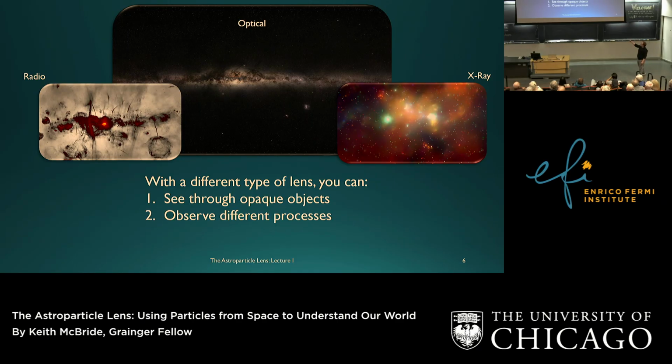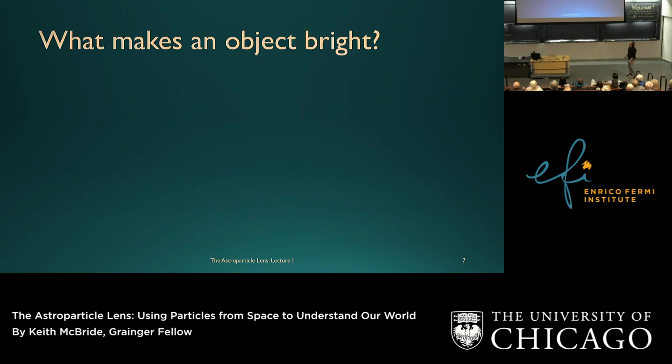With radio waves, you can see different processes going on, and you can reveal hidden structure. But before we talk about exactly what's going on with these different lenses, how you can use them, you have to first ground yourself with a background and understanding of why those things are bright at different wavelengths, right? So what makes an object bright?